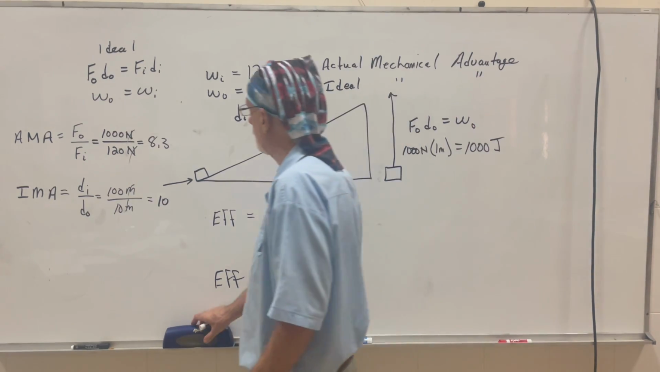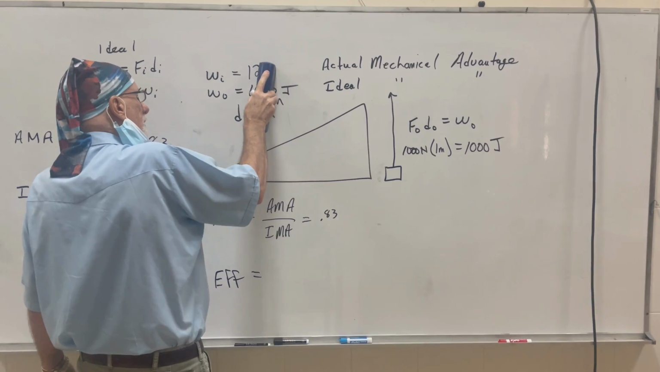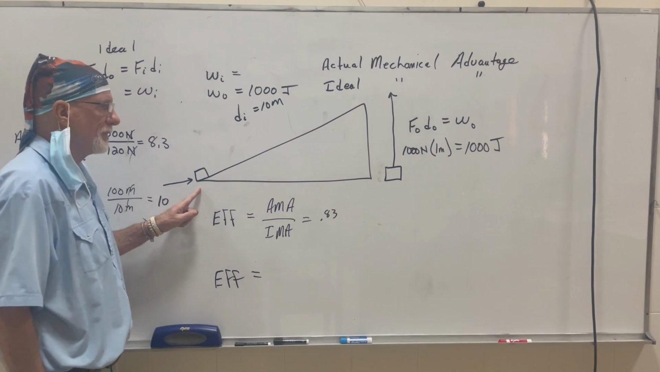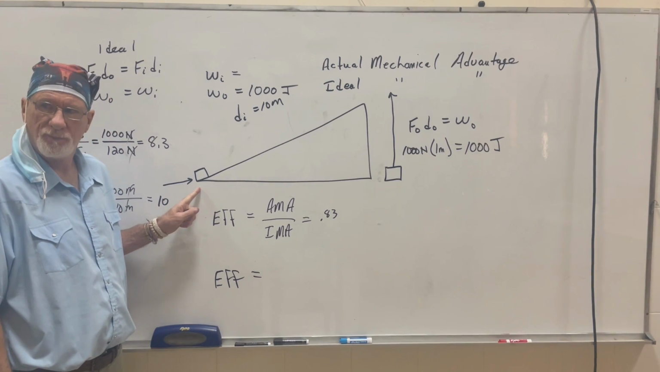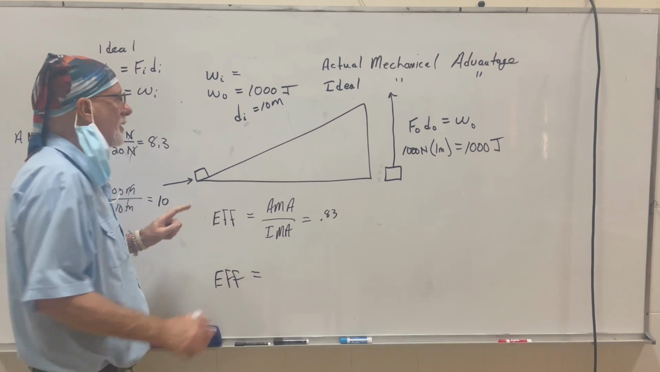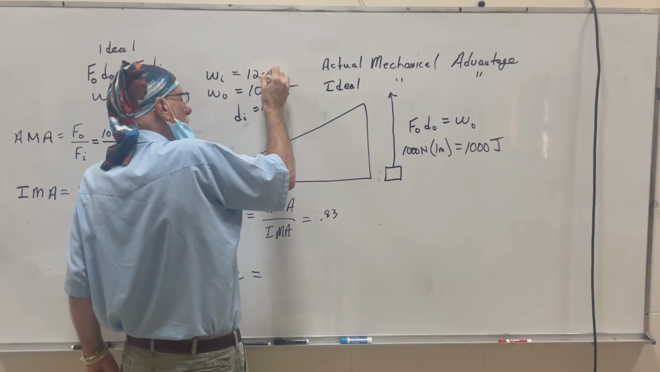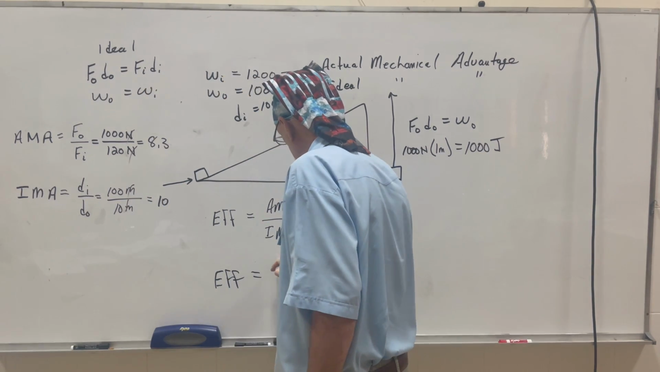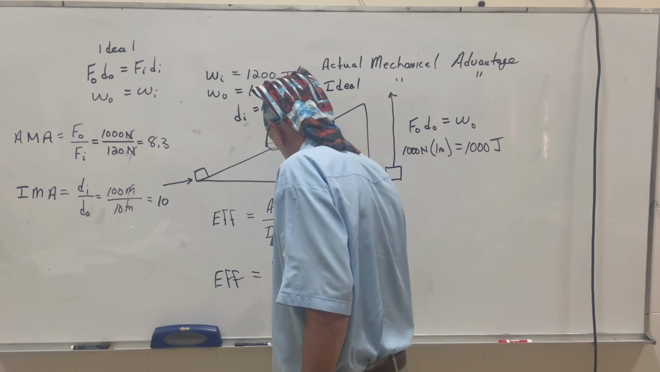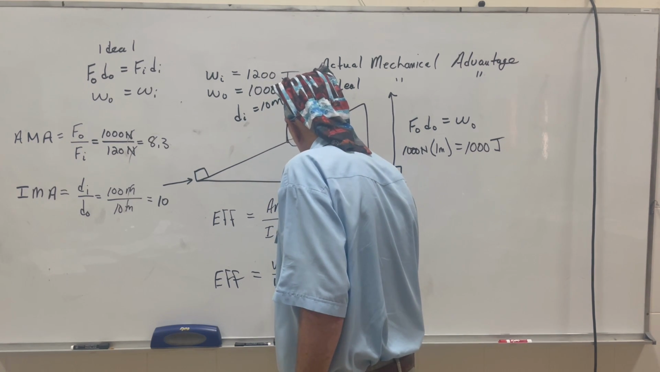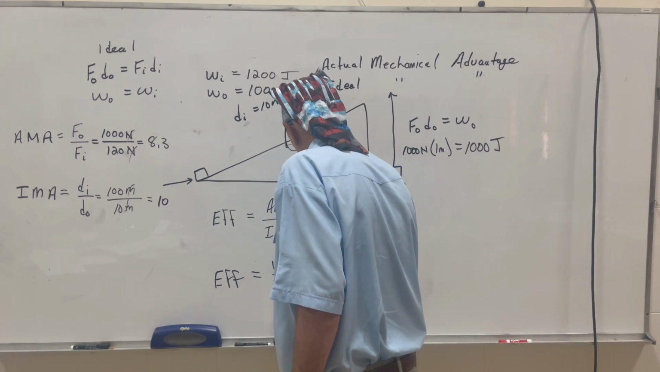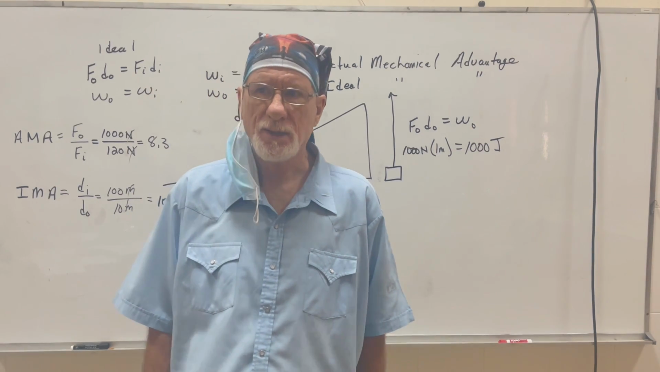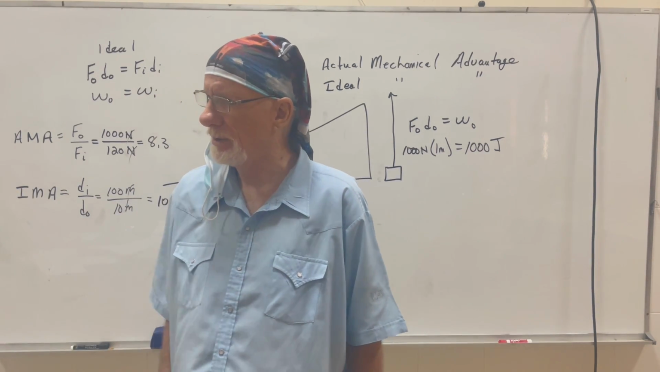Is this right? What did we say? How much force am I going to use here? Did I say 120? I did. Okay, so that's right. So 10 times 120 is 1,200. So what's smaller is going to be the work output over the work input, which is 1,000 divided by 1,200. What does that equal?